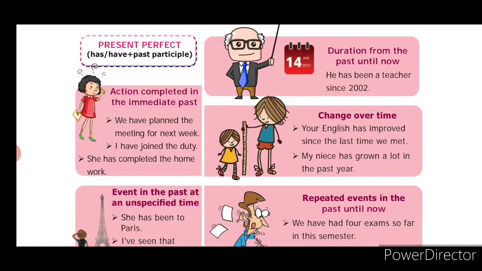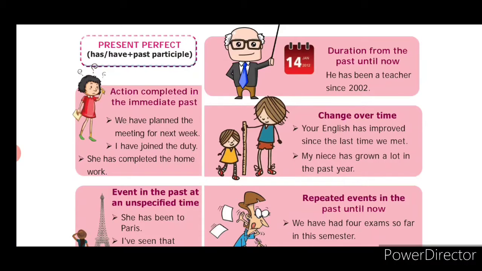He has been a teacher since 2002. He has been working as a teacher since 2002. That is, till now he is working as the teacher only. Okay, next, change over time. To know the change over time: your English has improved since the last time we met. When comparing to last time, the action is completed in the past, but now it has improved.